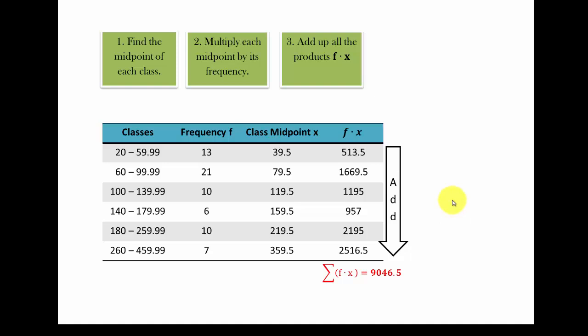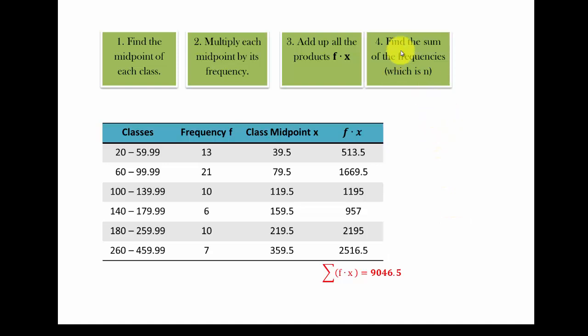The last thing that we will do when we calculate the mean is to divide the resulting sum by n. Remember that n represents the number of the values in the distribution and it is equal to the sum of the frequencies. So, when we add all the frequencies, 13, 21, 10, 6, 10, and 7, we get 67, and this is the sum of the frequencies.